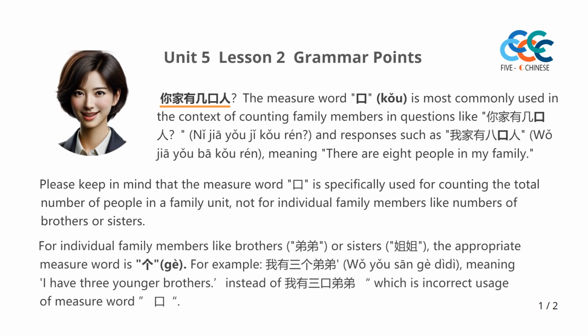For individual family members like brothers, 弟弟, or sisters, 姐姐, the appropriate measure word is 个. For example, 我有3个弟弟, meaning, I have 3 younger brothers. Instead of, 我有3口弟弟, which is an incorrect usage of the measure word 口.